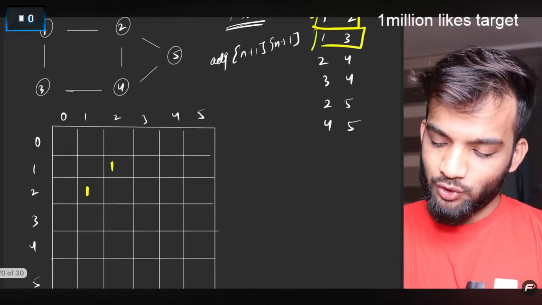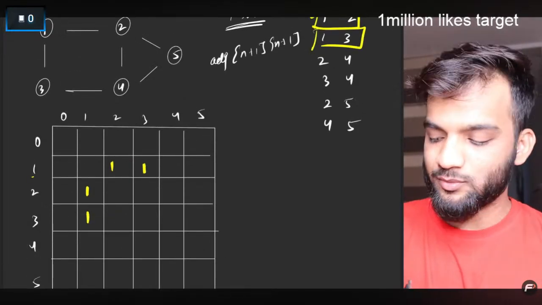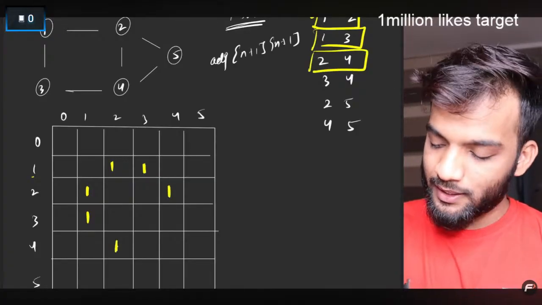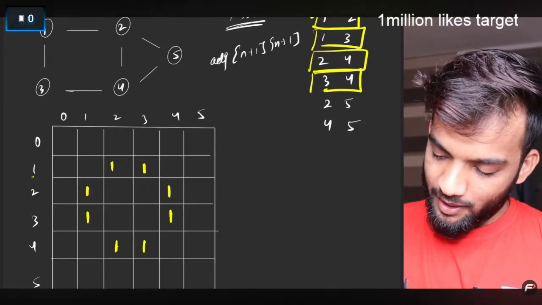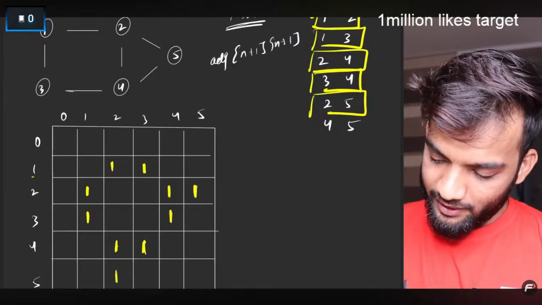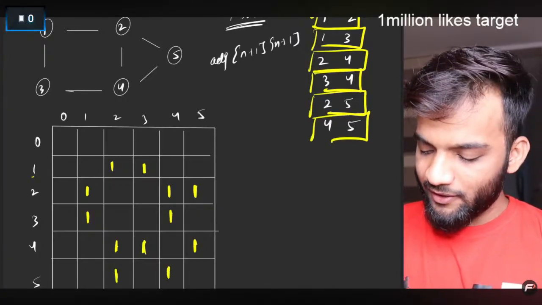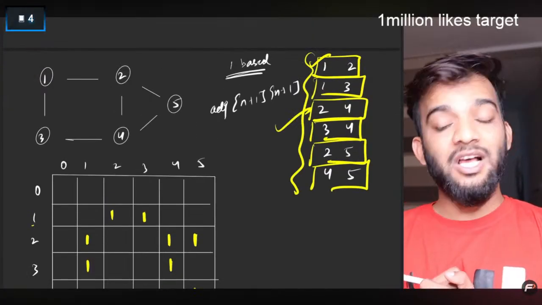Next, 1, 3. So you go to 1 and 3, mark it as 1, and 3 and 1, mark it as 1. Next you go to 2, 4, mark it as 1, 4, 2, mark it as 1. Next you go to 3, 4, mark it as 1, 4 and 3, mark it as 1. Next you go to 2 and 5, mark it as 1, 5 and 2, mark it as 1. Next you go to 4, 5, mark it as 1, 5, 4, mark it as 1. This is how all of these are stored in a matrix.